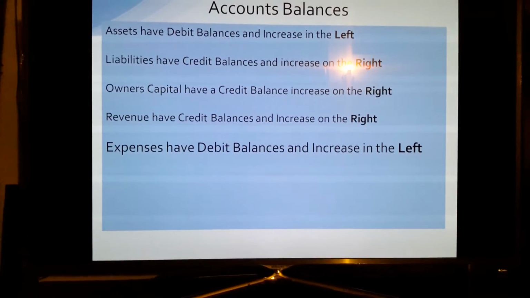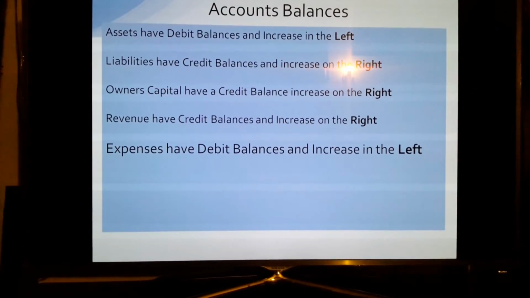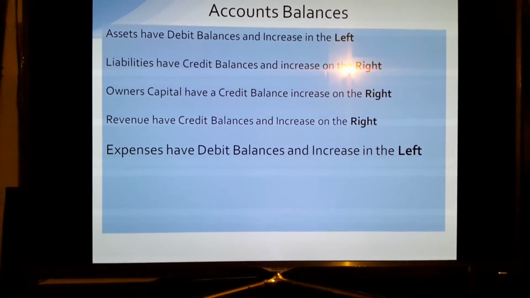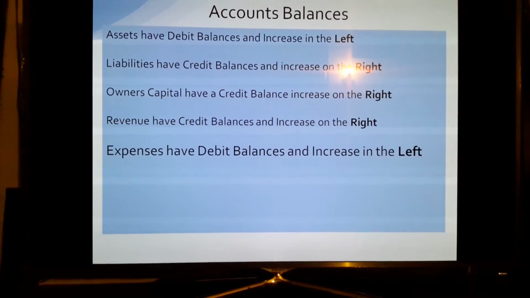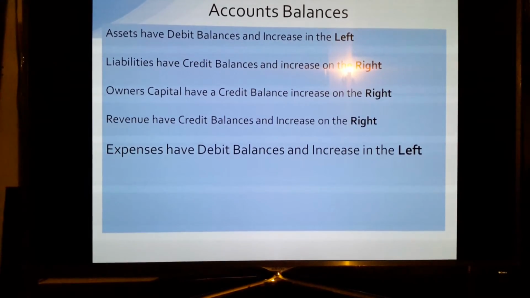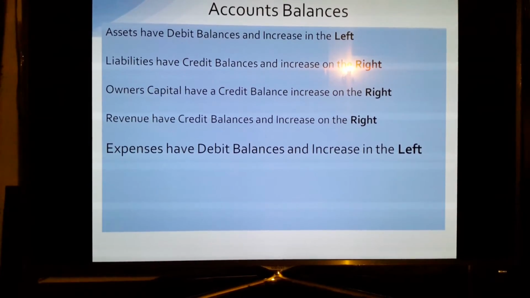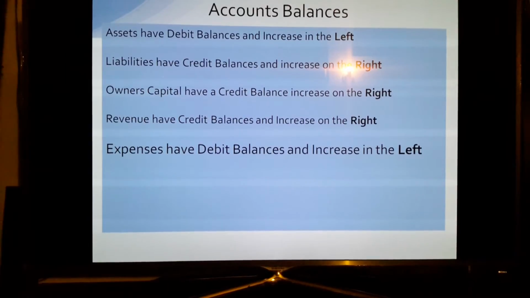Account balances. Assets have debit balances and increase on the left. Liabilities have credit balances and increase on the right. Owner's equity has credit balances and increases on the right. Revenue has credit balances and increases on the right. Expenses have debit balances and increase on the left.